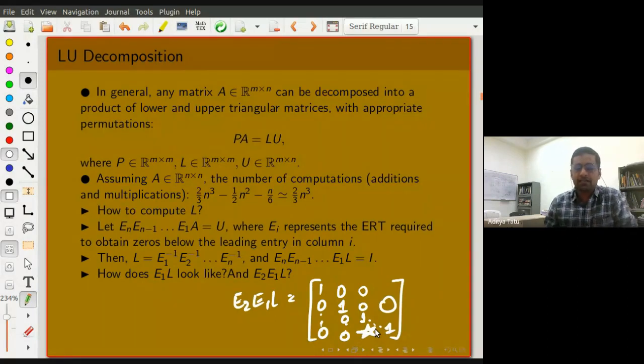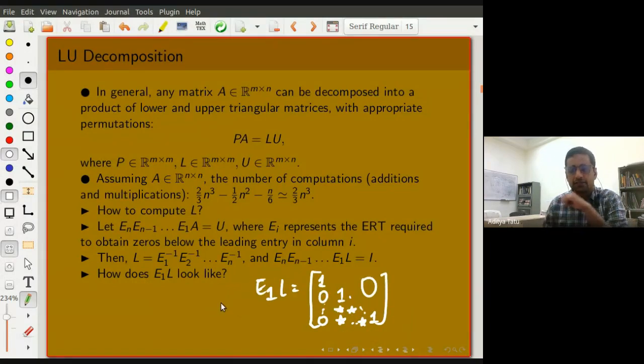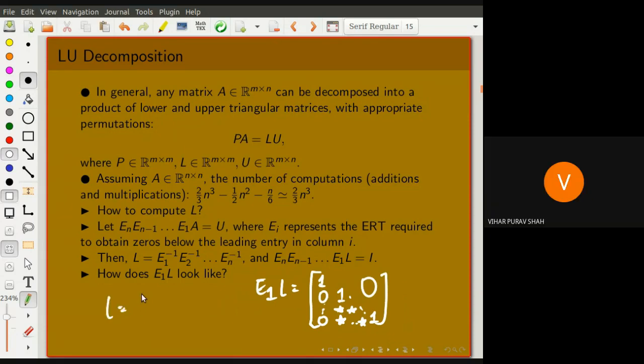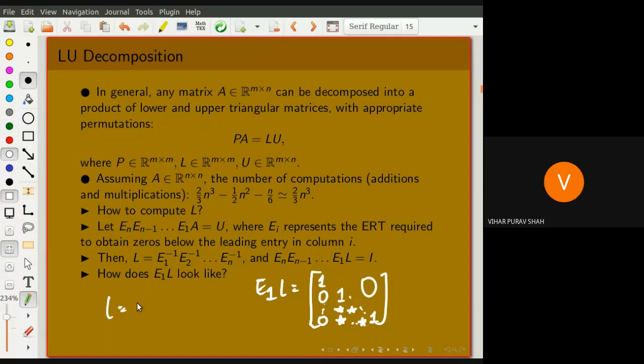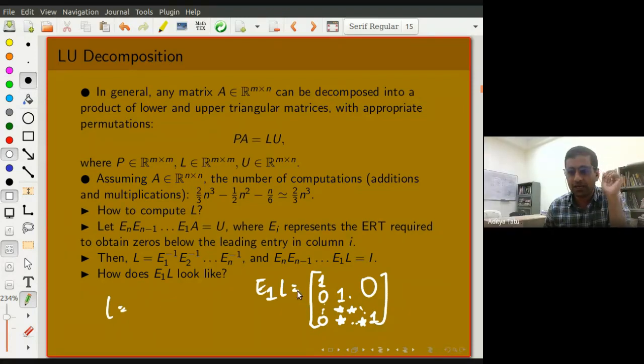What would be there in the first column of the matrix L? If you agree with this and this, Sir, will it be summation k from 1 to n-1 in the number of computations? Yes, for this entire one. Meaning there will be n-1 multiplications. No, just a minute. I'm not asking you how many computations you need in order to compute E1 into L.